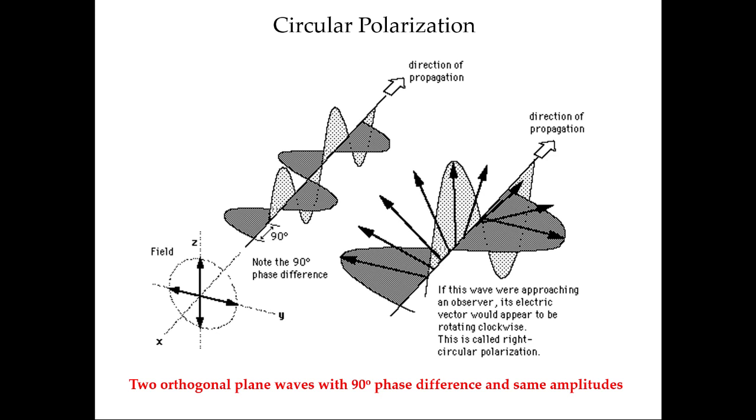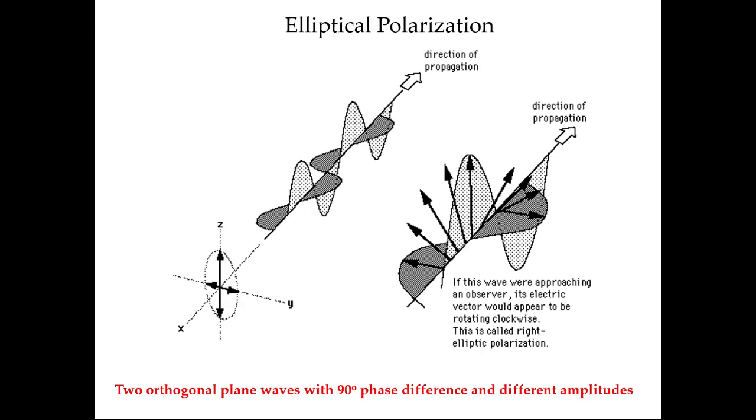This type of polarization is known as circular polarization. Therefore, two orthogonal plane waves with 90-degree phase difference and the same amplitude give circular polarization. And what if the amplitudes are not the same? In this case, the observer will see the electric vector of light rotating in an ellipse. This type of polarization is known as elliptical polarization. So, two orthogonal plane waves with 90-degree phase difference as well as different amplitudes give elliptical polarization.